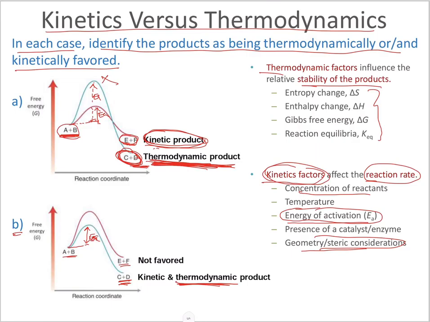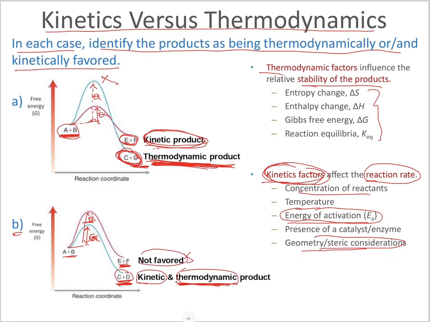And when we do that, we realize that the activation energy for formation of C and D is lower, which means it is kinetically favored. So formation of C and D is both kinetically and thermodynamically favored. The formation of E and F is not thermodynamically favored because it's of higher energy. The product is not of lower energy compared to C and D. And then the activation energy is also higher, so it's not even kinetically favored.